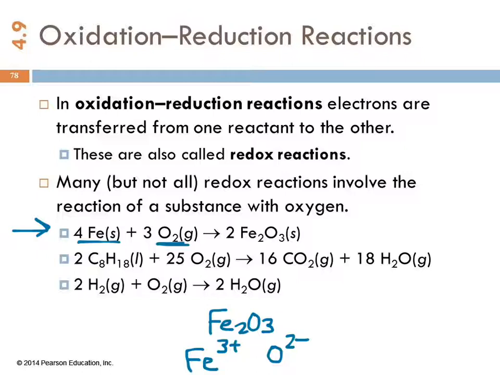It's easiest to see when you have an ionic product. In these two examples, we don't have an ionic product, and so it's a little harder to just look at it and say, oh, yeah, I see electron transfer.